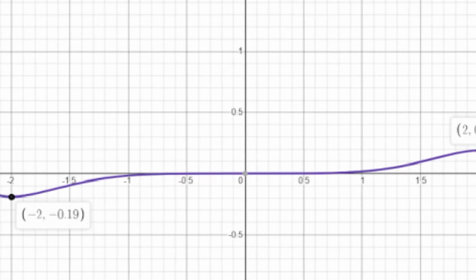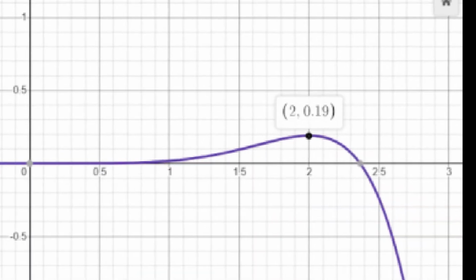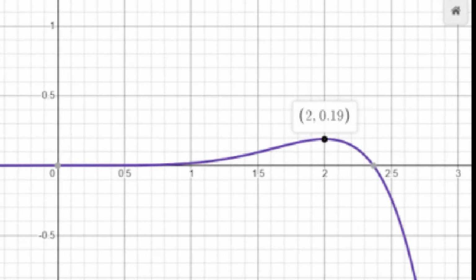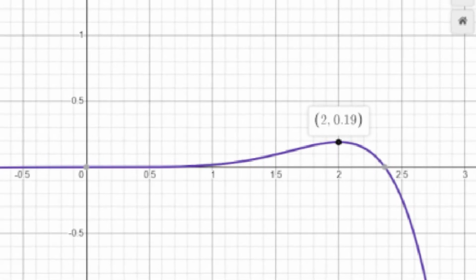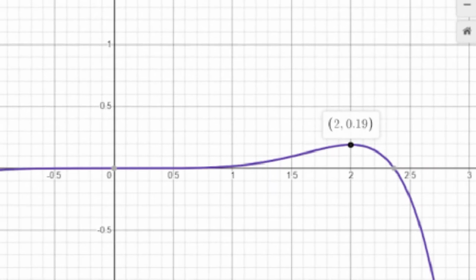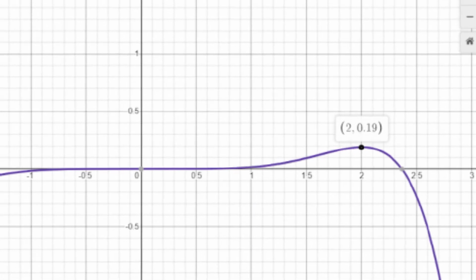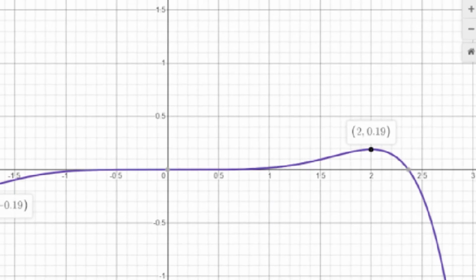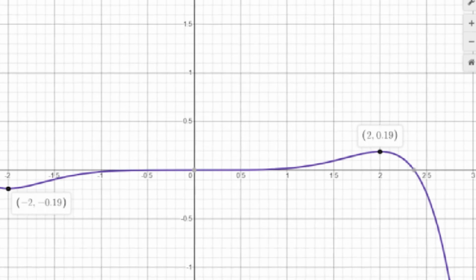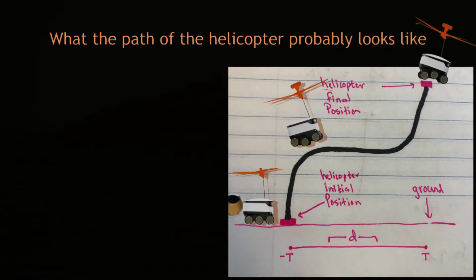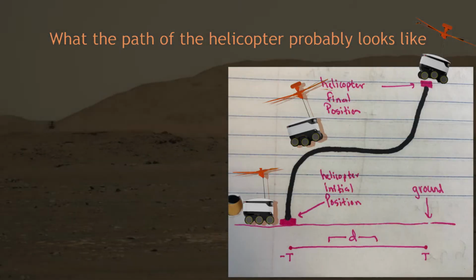And then from the interval of about 1 to 2, we see another increase in vertical direction, indicating that the helicopter is once again moving up the same amount of distance that it did from the ground to whatever position it is at from the interval negative 2 to negative 1. So now we can move on to what the path of the helicopter probably looks like.